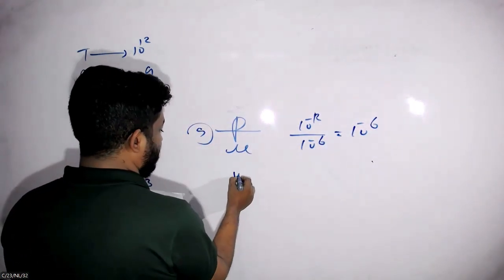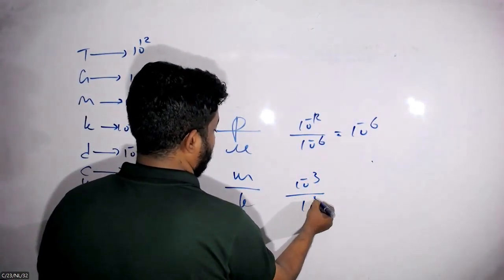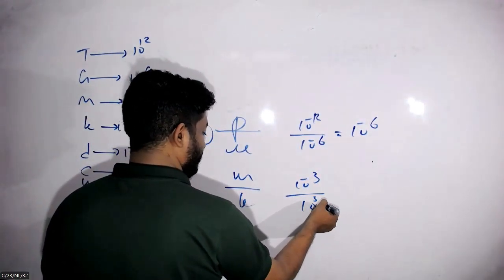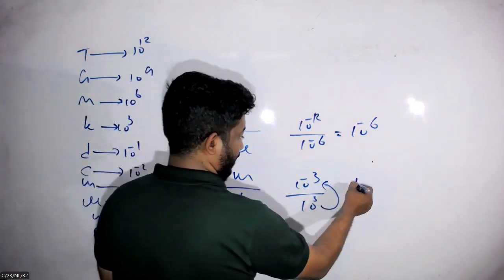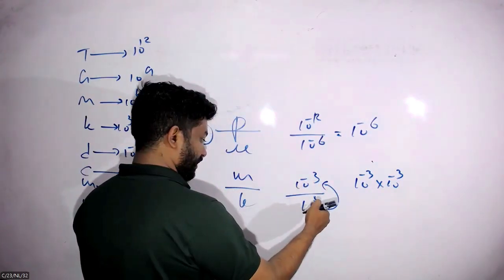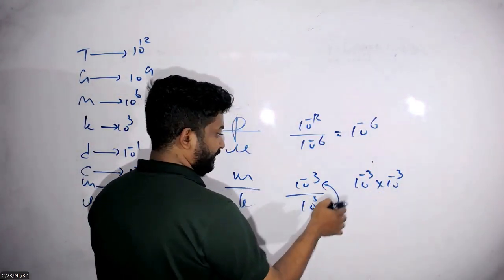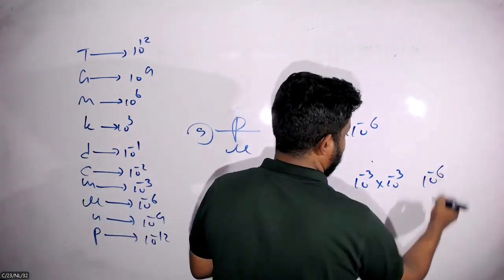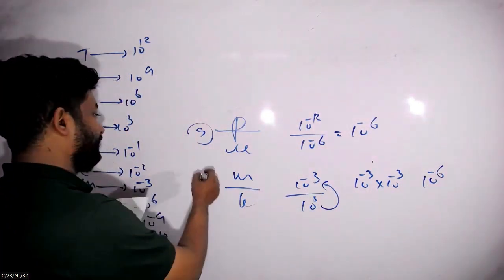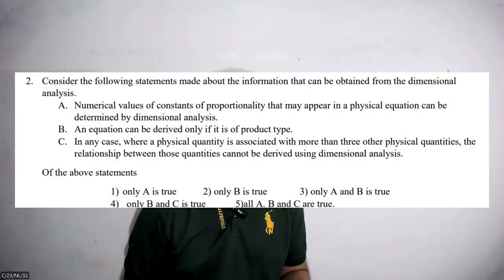Then milli over kilo, milli 10 to the power minus 3, kilo 10 to the power plus 3. When you bring this term from here to here, 10 to the power minus 3 into 10 to the power minus 3, no? The sign of the index changes, then the answer is 10 to the power minus 6, right? Therefore, the answer is the fifth one. Right, Puthe? Right, Putala. Let's see the second question.